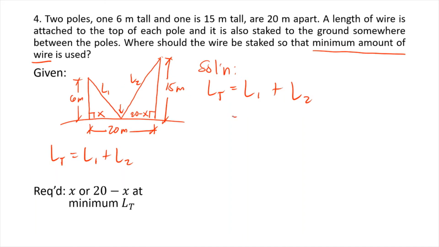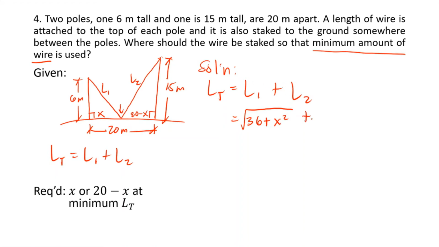And using the Pythagorean theorem, the measure of L sub 1, the longest side, or the hypotenuse, is equal to the square root of the sum of the squares of the other two sides, right? So 6 squared, that's 36, plus x squared, that's L1.